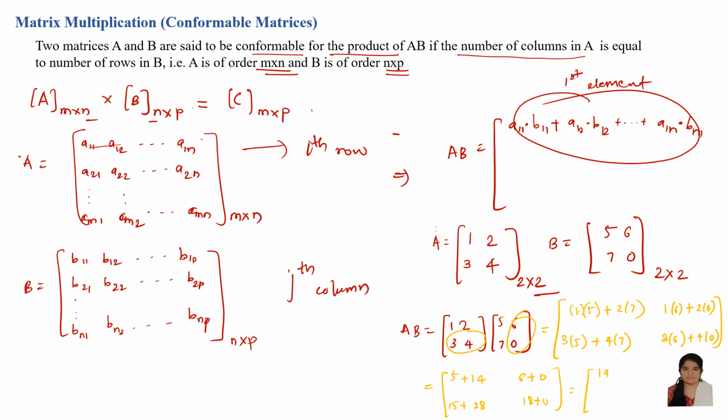ये होगा 19. Then this is going to be 6. This is going to be 43 and this is going to be 18. This will be the newly obtained matrix which has 2 rows and 2 columns. So N, M and P, 2 and 2 crosses. So it satisfies this equation. Okay, such will be the method to multiply two matrices.